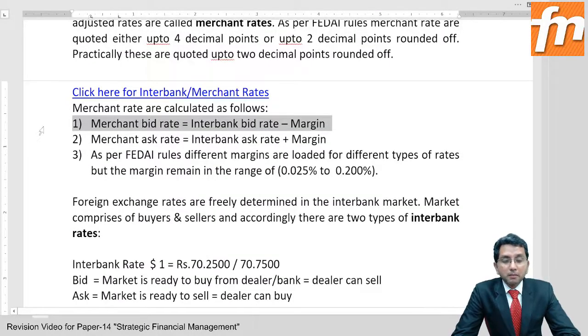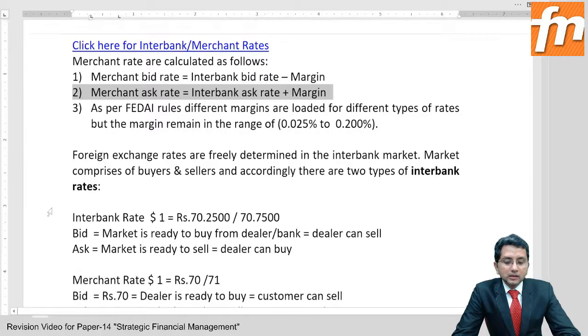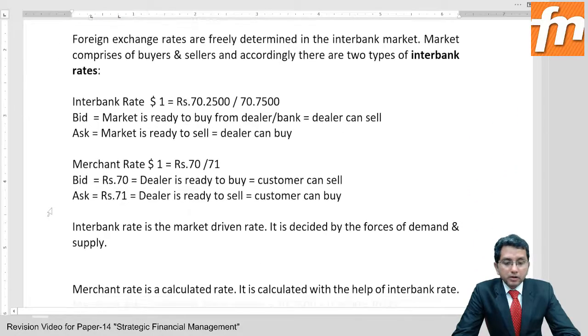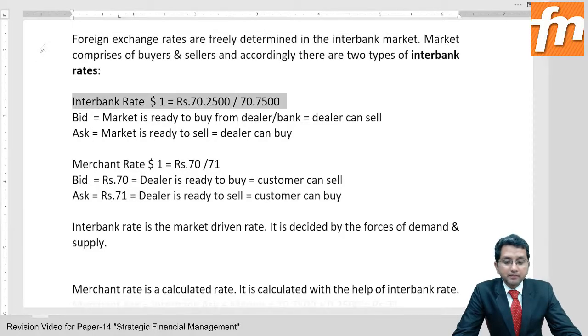So merchant bid is interbank bid minus margin. Merchant ask is interbank ask plus margin. See, I already told you that interbank rate is freely determined by the forces of demand and supply. This is called two-way quote. The bid rate and the ask rate. Bid is lower, ask is higher. Market is ready to buy at bid and ready to sell at ask, while dealer can sell at bid and it can buy at ask.